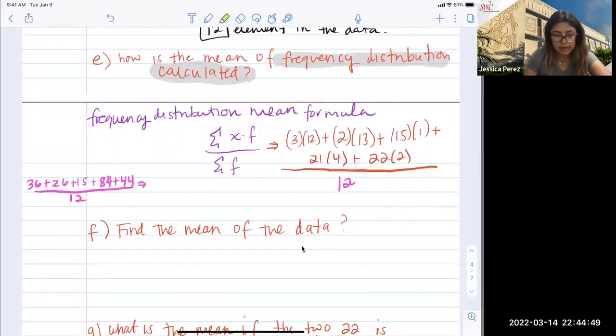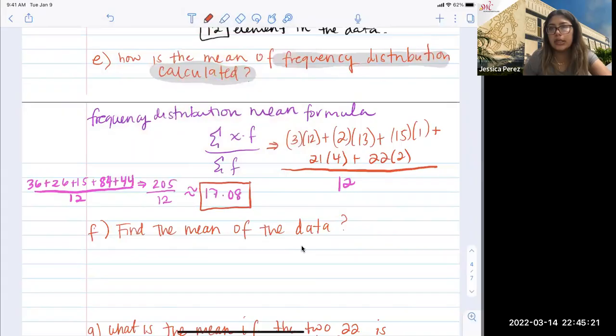36 plus 26 plus 15 plus 84 plus 44, which is equivalent to 205 divided by 12. So it's going to do that. That gives me roughly 17.08. So this is my frequency mean distribution. This is to the hundredth place.